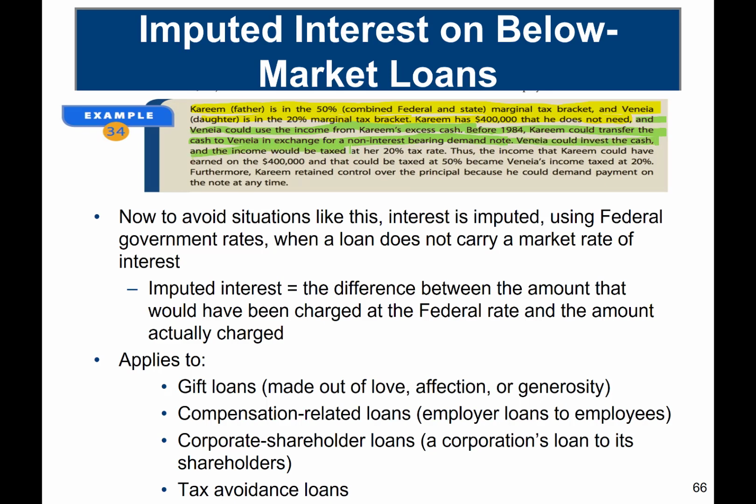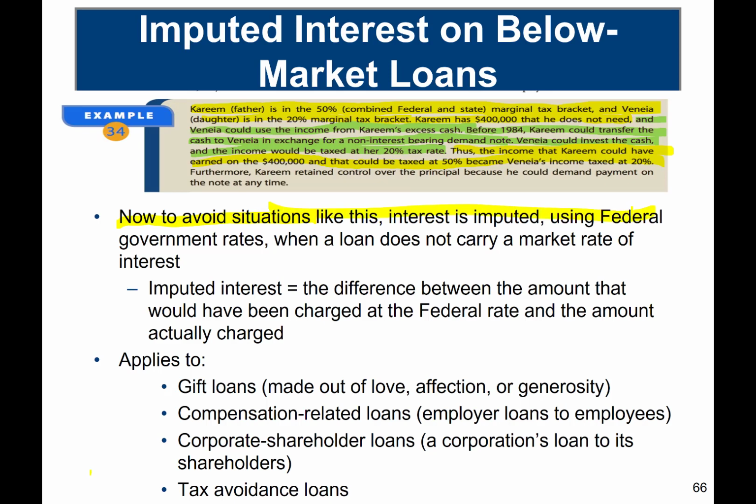And then in 1984, they changed the law. I don't know why we care about 1984. Were you guys even born in 1984? Thus the income that Kareem could have earned on the $400,000, which would be taxed at 50%, would go at Vienna's 20% rate. Okay, I see. They're trying to explain how it was. So now we're going to avoid situations like this.